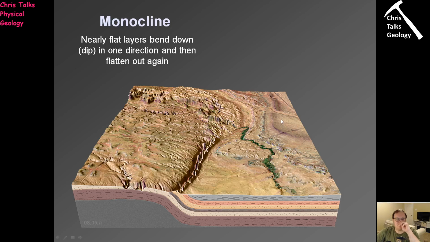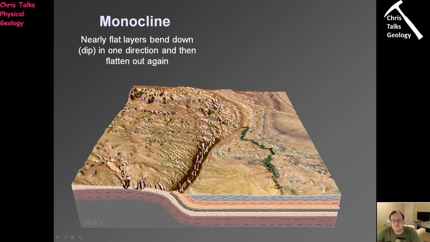So the final feature that can be formed is a monocline. So a monocline is sometimes referred to as a half fold. So here we go. This is an example of a monocline. In a monocline, we have horizontal rock here, then it drops down, and then it goes horizontal again. So essentially, it's kind of a kink in the layering. So flat on one side, bends, flat again.